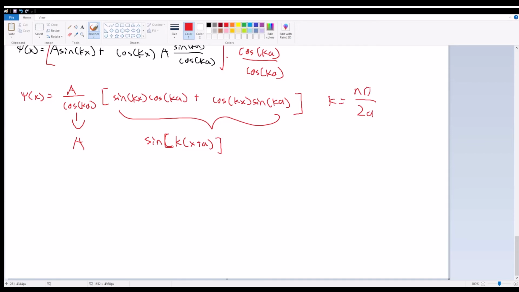So cosine of Ka is effectively a constant. There's nothing stopping us from absorbing this into the A term, because remember, the whole point of A is that it's supposed to be a constant in the first place. Because of that, there's nothing stopping us from absorbing the cosine Ka. So that's how this goes down and becomes A sine of k times (x + a). I realized after looking back at the video that might have been a bit of a confusing step, so I apologize.